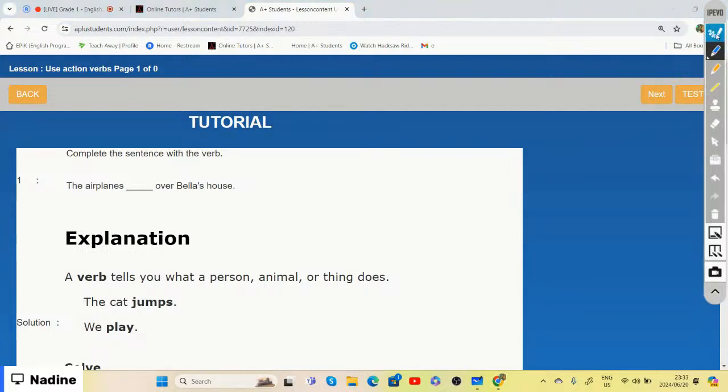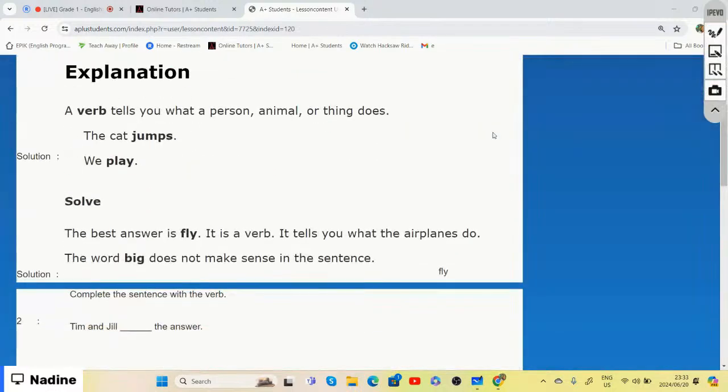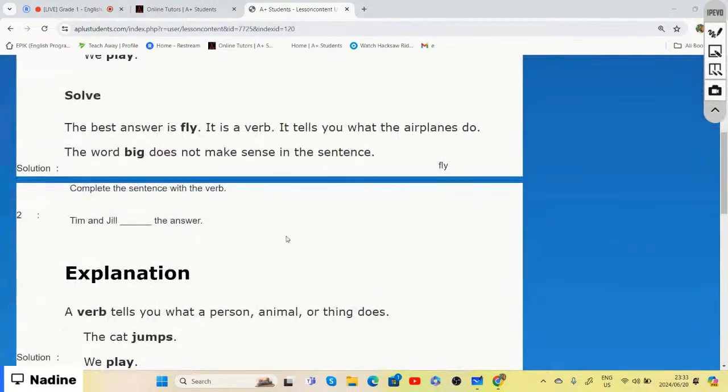All right, so we can then say the airplanes fly over Bella's house, right? So fly is our verb that tells us what the airplanes do. The next one says Tim and Jill, the answer. So Tim and Jill, the answer.